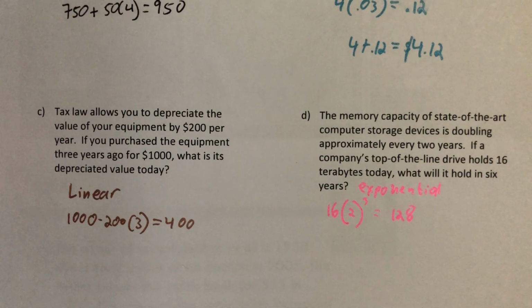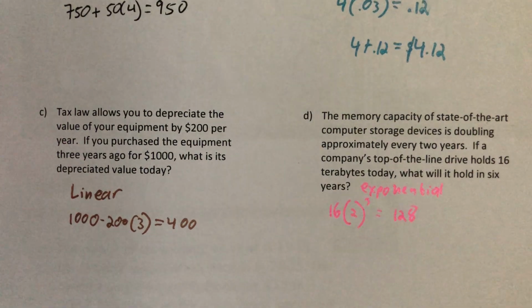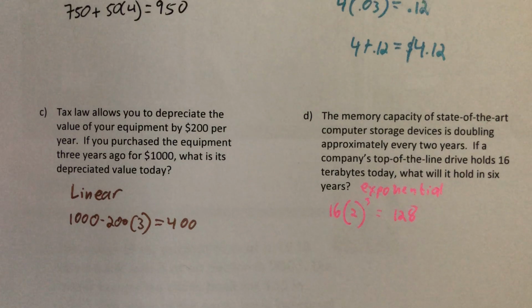So we started out with 16. We are doubling, that's a percentage, so it's exponential. So we could go 16 times 2 to the third power, and it's 128. Now it's not 6 because it takes 2 years to double, so it's 3 doubling cycles. And if you wanted to, you could have worked it out: 16, 2 years later 32, 2 years later after that 64, 2 years after that would be 128.